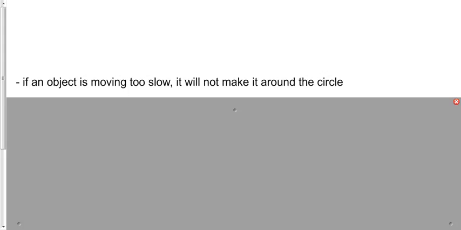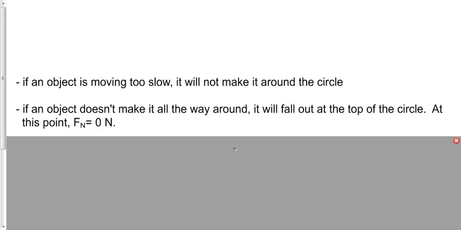Now, above that minimum speed, gravity still pulls the same force. So above that minimum speed, the tension in the rope, or the normal force, has to help gravity. But at the minimum speed, gravity does everything. So we're going to say here that an object not making it around the top of the circle is going to fall out at the top of the circle, not at the bottom. And at the point where it barely makes it around or barely falls out, the tension in the rope, or if you're on a roller coaster, the force on the track, would be 0.